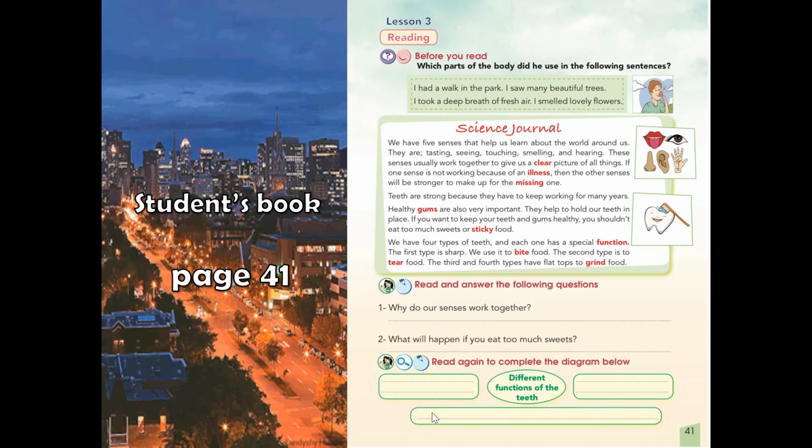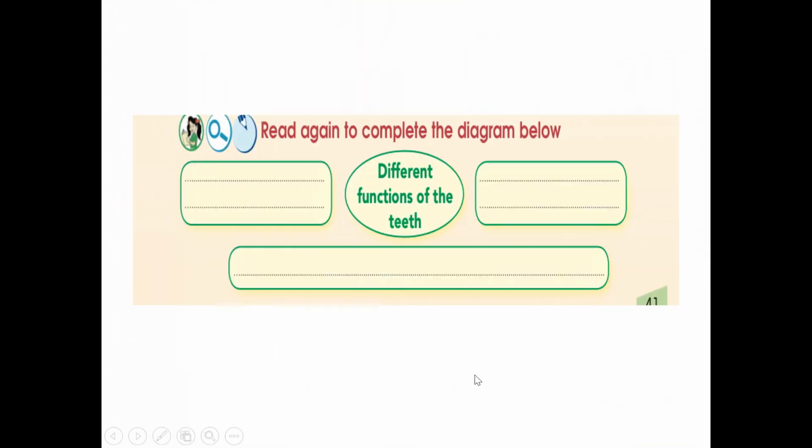We have a text here talking about 5 senses. Before we start reading, we have to read the text. After that, I have a question for you. So let's see the question. Read again and complete the diagram below. We have a diagram of the different functions of the teeth. So for what do we use teeth? For 3 things. You have to read the text and find out what are these functions.